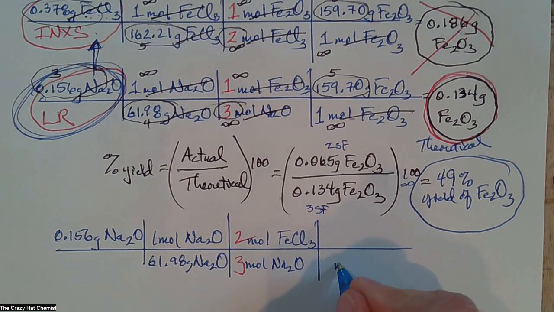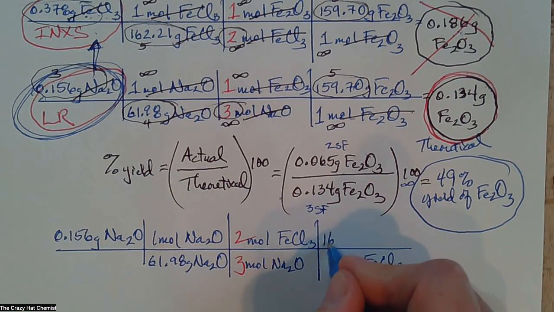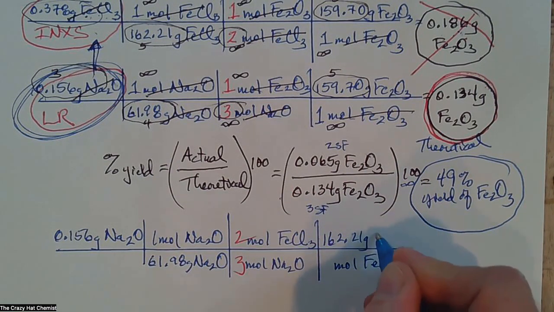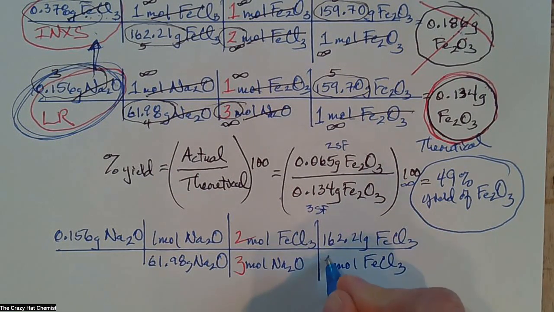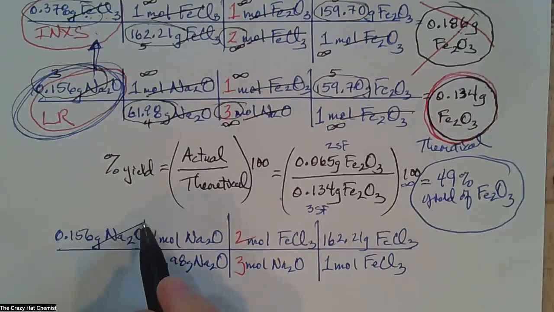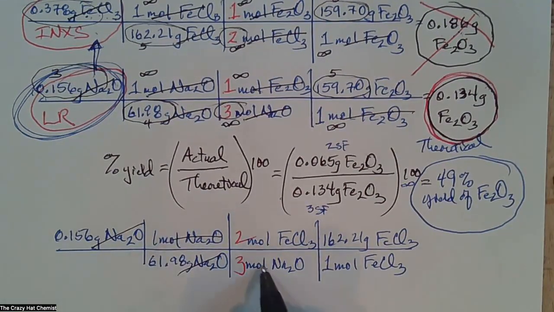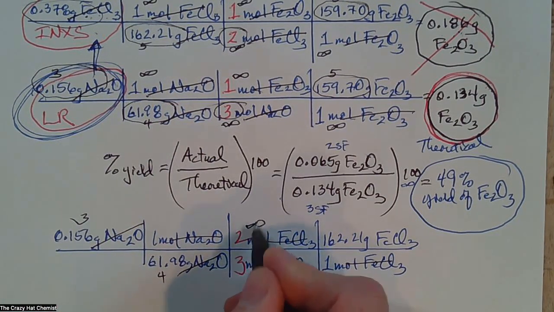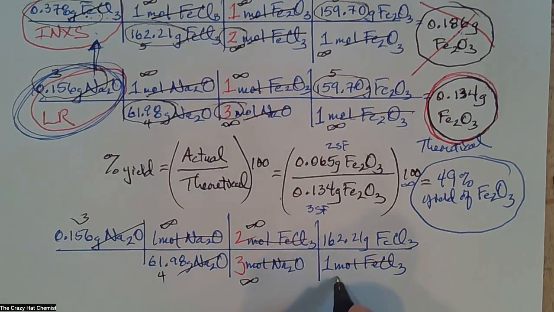Okay, then we're going to have moles of the ferric chloride, and the molar mass for the ferric chloride was 162.21 grams of FeCl3. This is 1 mole. You should see that grams of sodium oxide cancel out, moles of sodium oxide cancel out, moles of ferric chloride cancel out. I'm going to look at significant figures. I got 3 significant figures, 4 significant figures, infinite, infinite, infinite, infinite, and 5 significant figures. So the fewest number of significant figures I have is 3.